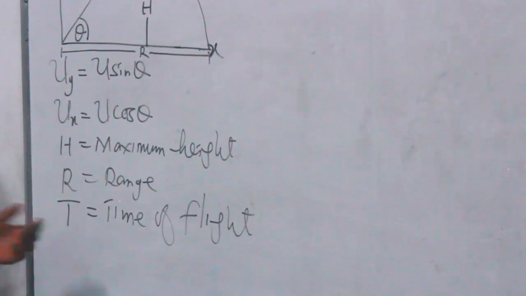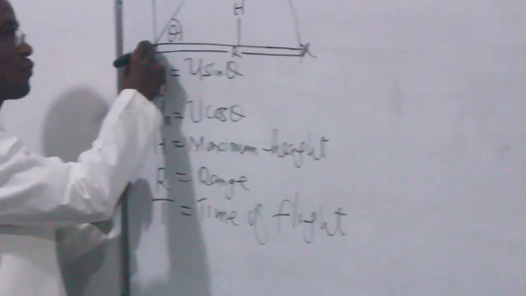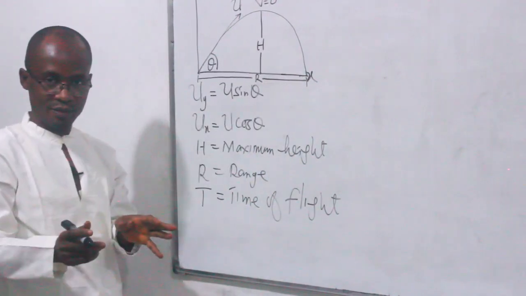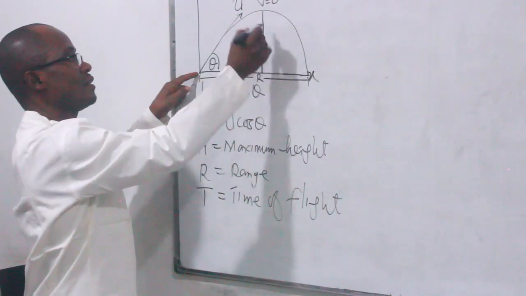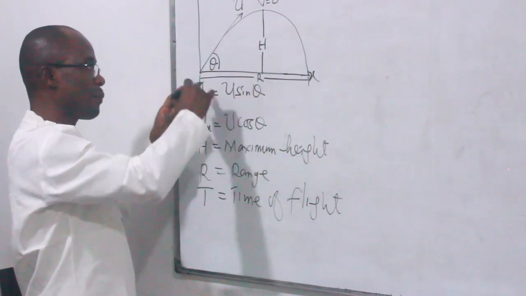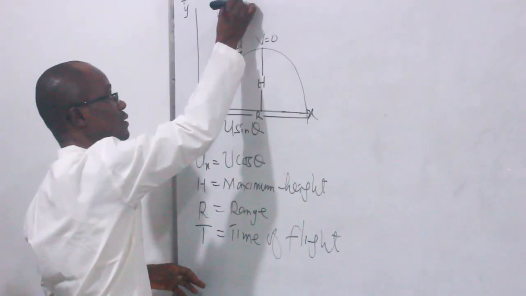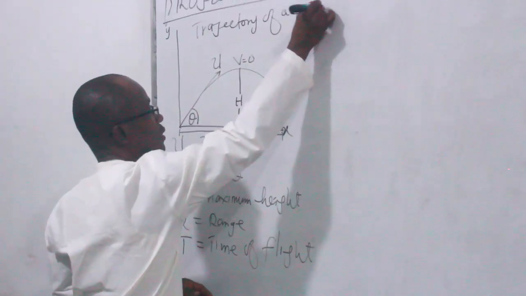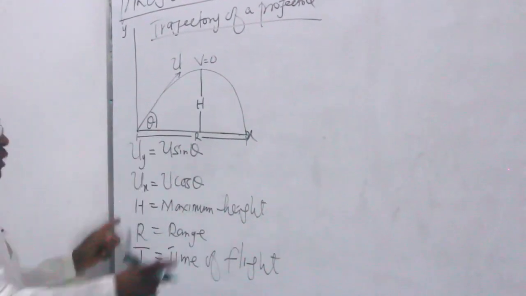Let's start with the time of flight. The time of flight of a projectile is the time it takes the projectile to travel from the point of projection to where the projectile hits the ground again. By symmetry, since the shape of the projectile is a curve, and that curve is called a parabola, while the path is called the trajectory of a projectile. This is what we call the trajectory of a projectile. So the trajectory of a projectile is always a parabola. It's having a parabolic shape.